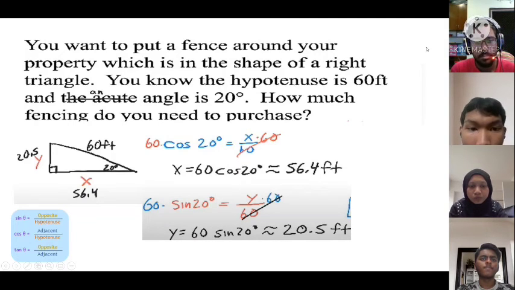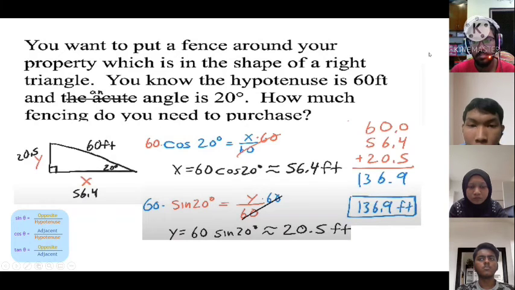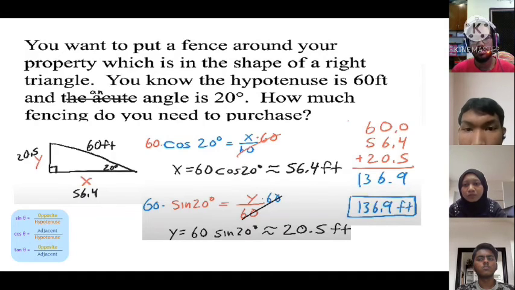And then untuk dapatkan jawapan Y dia, kita masukkan 60 sin 20 sama dengan Y, dan tekan kalkulator, kita akan dapat 20.5 feet. And then kita akan tambahkan semua sekali, 60.0, 56.4, 20.5, akan jadi 136.9 feet.